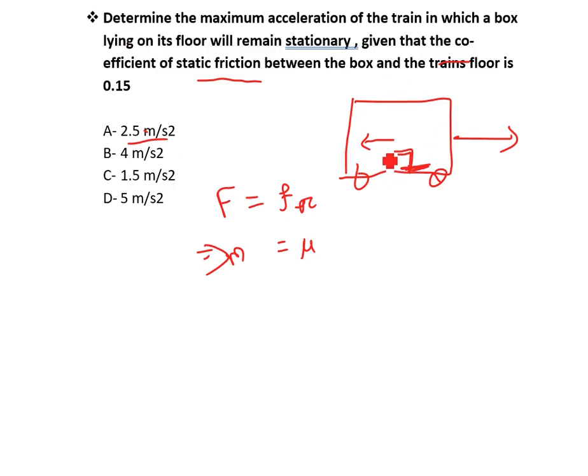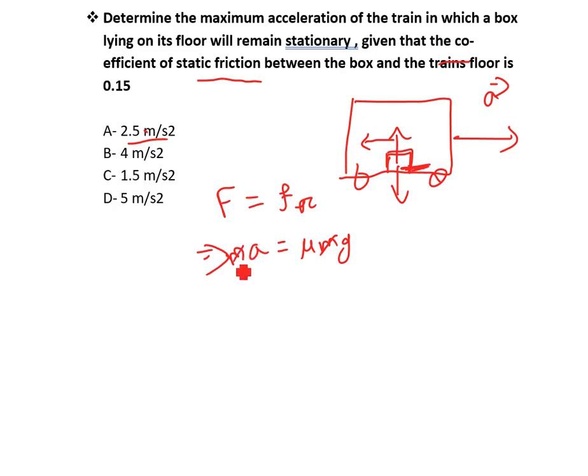Box is moving in the backward direction. The force is ma, and the force applied on this one is ma. Let this train be moving with acceleration a, so this one is also moving in the backward direction with ma. Here the normal force is in the upward direction, which is equal to its weight, which is mg.